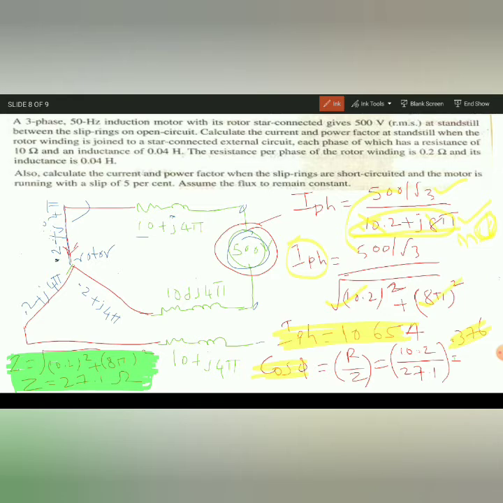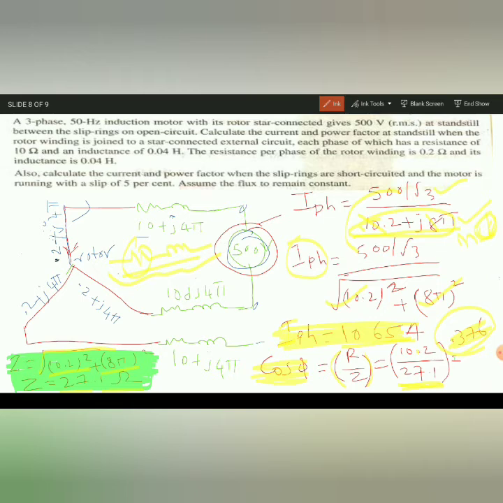And now the answer you are getting for the I phase current is equal to 10.65 ampere. Okay, this is the current. And now we know the power factor. When we have resistance and reactance, we know the power factor formula, that is R by Z. This is R and total impedance Z. So R by Z equal to 10.2 by 27.1. What is 27.1? Total impedance, that is root of 10.2 square plus 8π square, which is equal to 27.1. So when we do this, we get the power factor equal to 0.376.